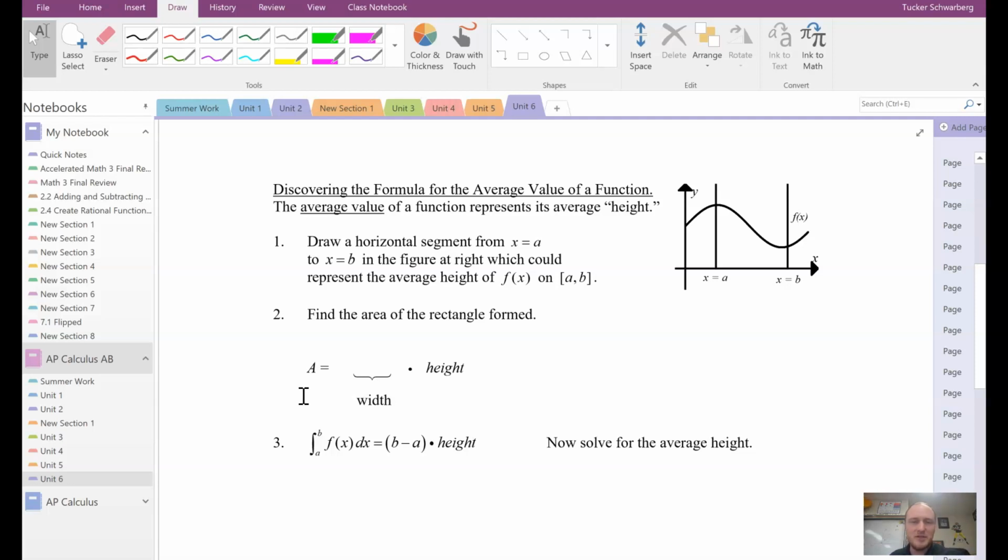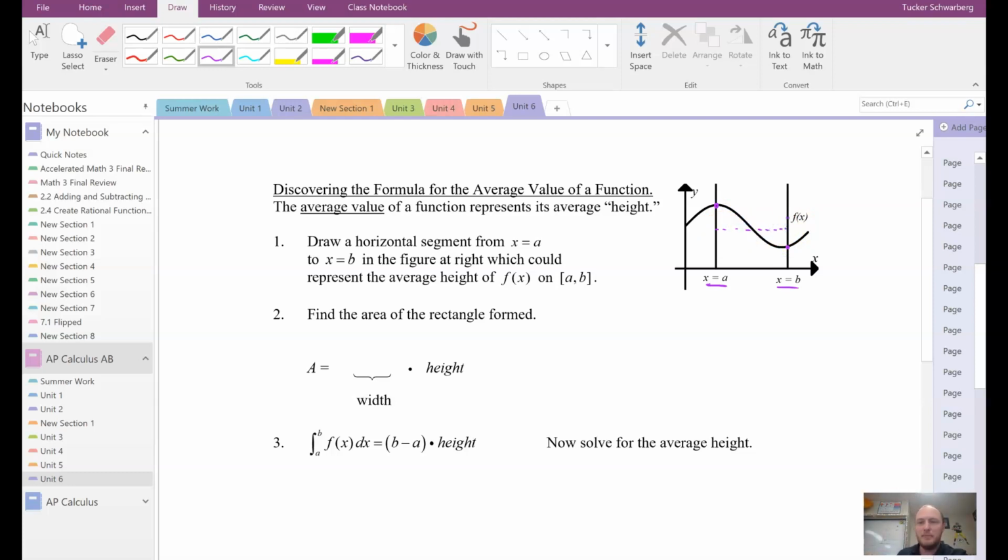So step one here, they're going to take us through some processes. It says draw a horizontal segment from x equals a to x equals b in the figure to the right, which could represent the average height of f of x. So if I just go ahead and, here's x equals a, here's x equals b, what's the average height, say, from this value to this value? Well, I would say somewhere like in here, okay?